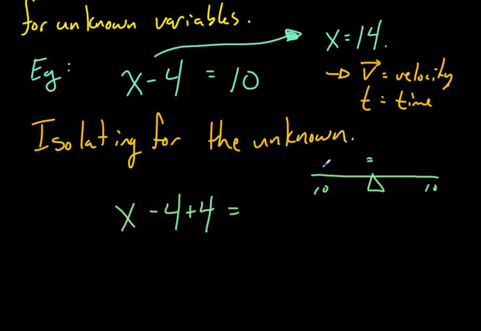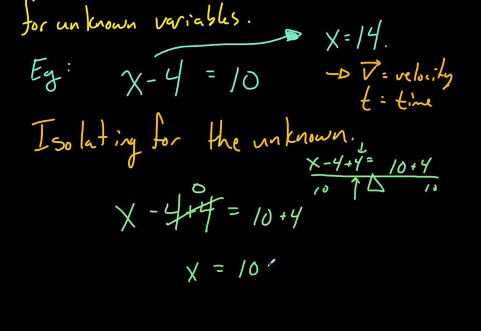So let's say I go on this side and I subtract 4 off, and then I add 4. If I've added 4 to the left, that 4 wasn't there before, then I've got to add 4 to the right in order to keep this balanced. Now if I've subtracted 4 and then added 4, that's the same as doing nothing at all, because negative 4 plus 4 is 0. So what we end up with is the new equation that x must be equal to 10 plus 4, or x equals 14. Okay.